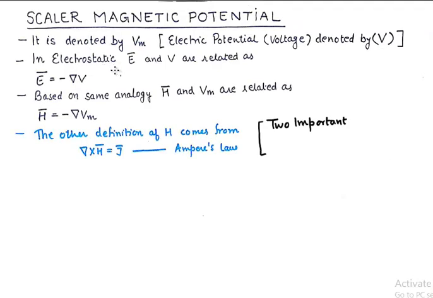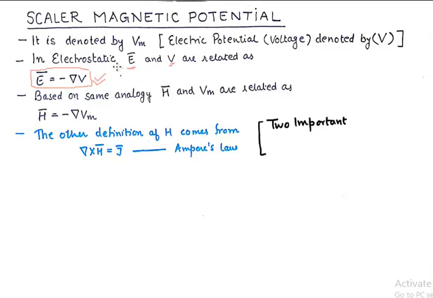And the second key point that you need to remember is that the E vector, which is electric field intensity, and electric potential are related as E vector is equal to negative gradient of V. Now that has already been studied in Laplace equation, Poisson's equation, etc. So you could refer to those videos for a greater detail of this equation, but this is a well-known fact in electrostatics.